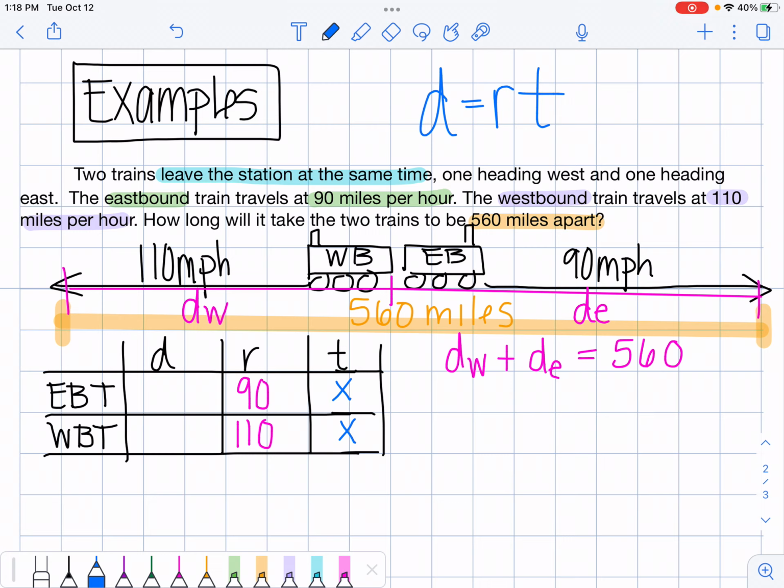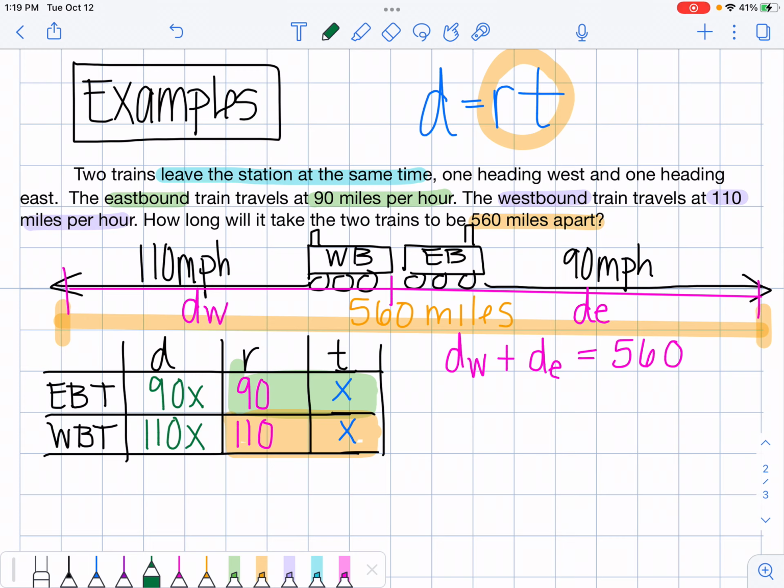So I can use this rate times time for my eastbound train and say that the distance that train travels is going to be 90x. I can use this information, my rate of 110 and my time of x, to say that my distance, because distance is equal to rate times time, I multiply my rate and time together, and I get that my distance for my westbound train is 110x.